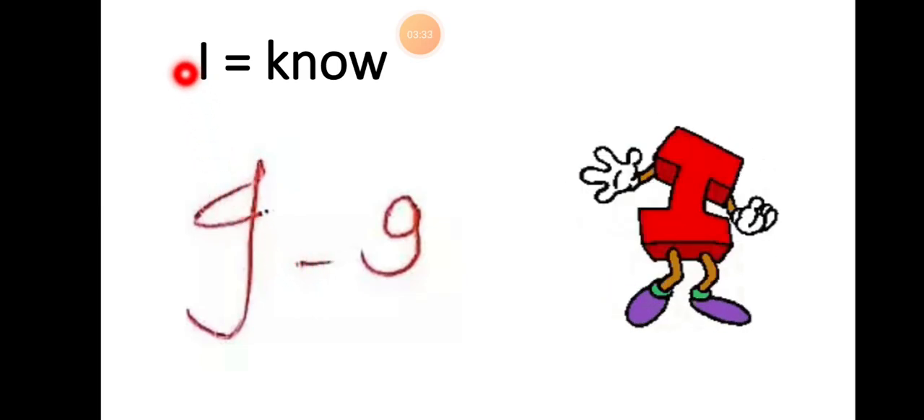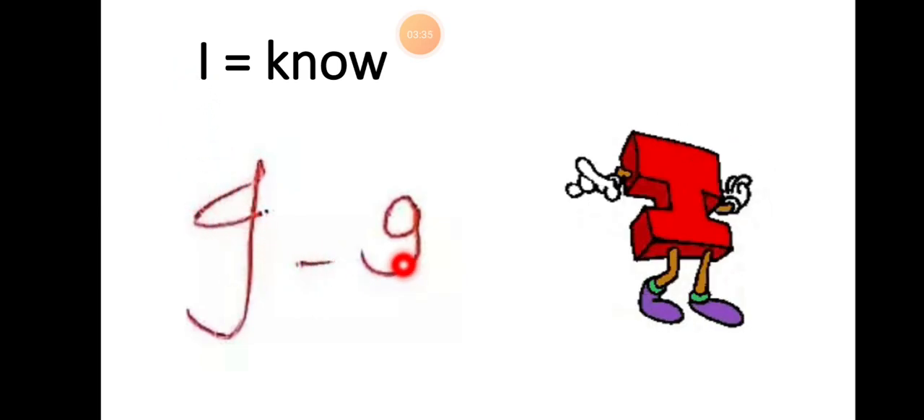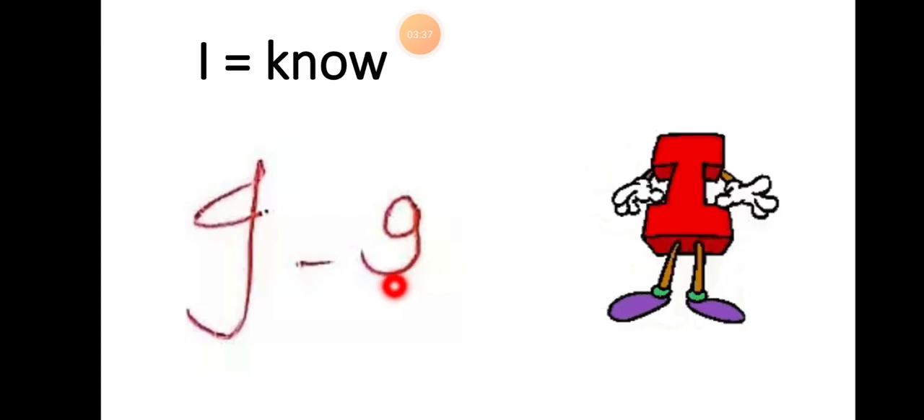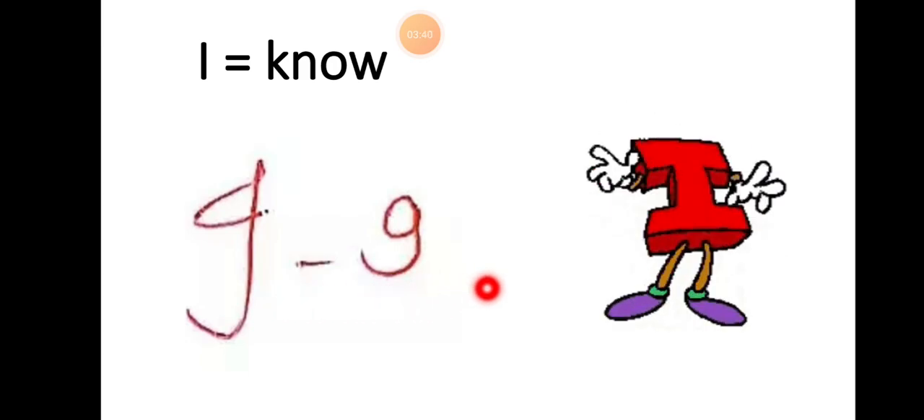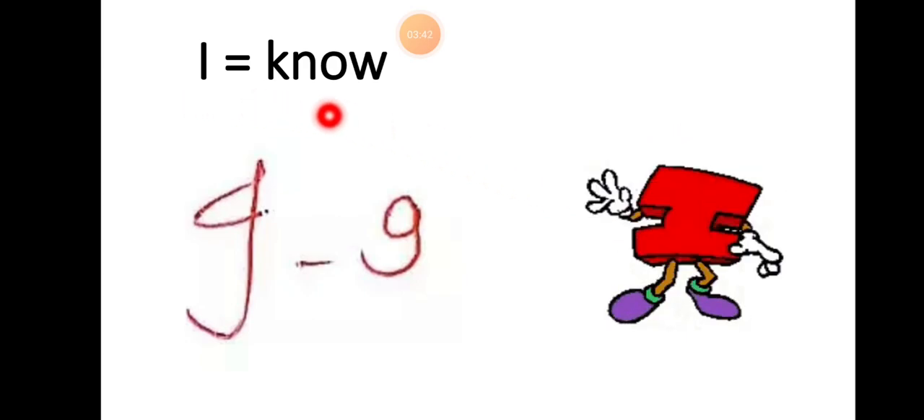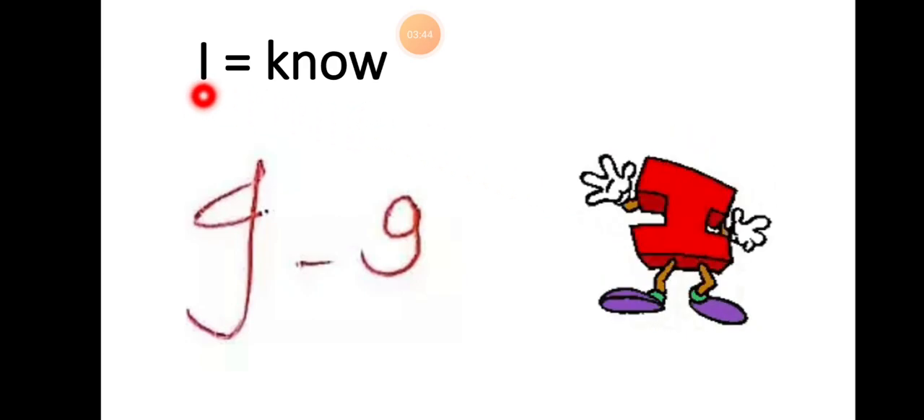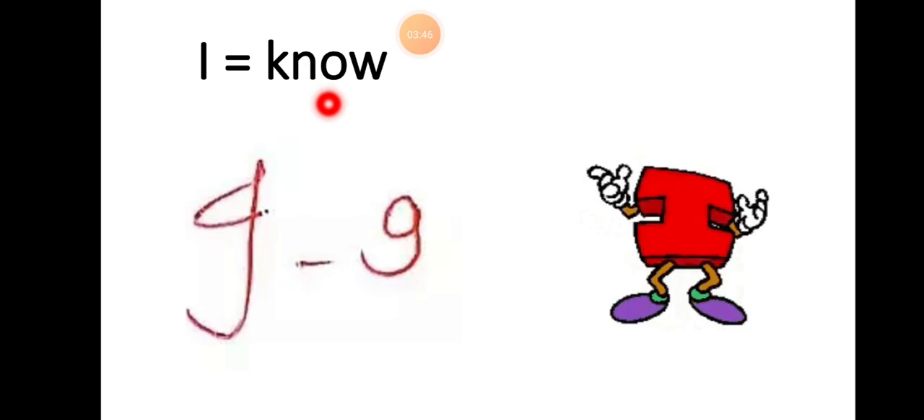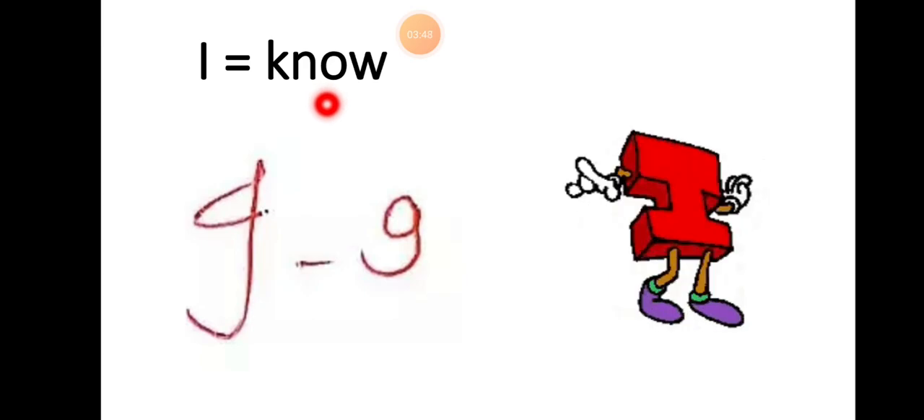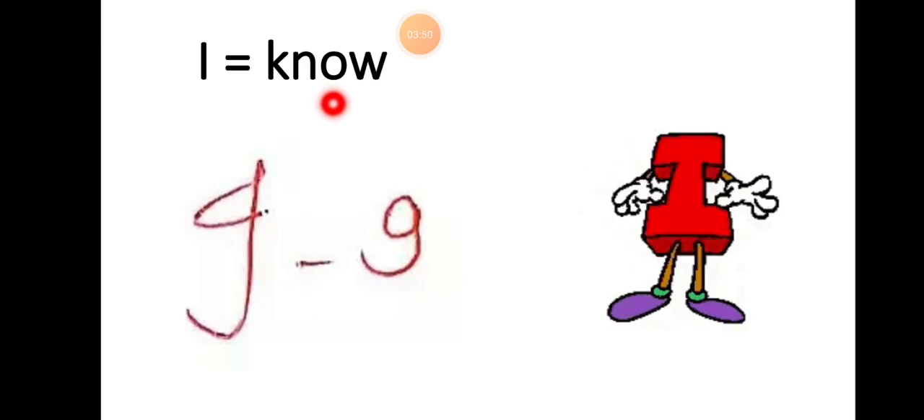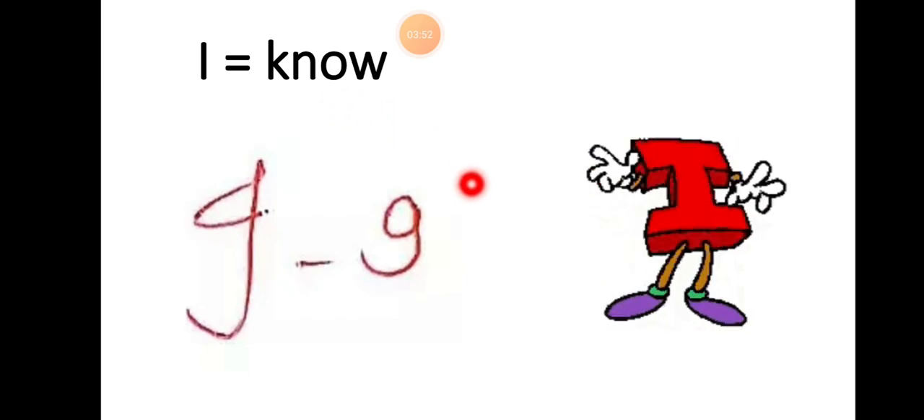I, see, if you write I like this, the shape will be nearly the same as 9. Or you can associate I with "I know." If you know something, then you will say "I know." No is the same like nine. I know, no, 9. So I is 9.